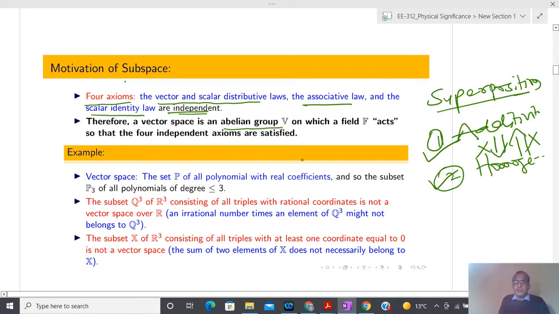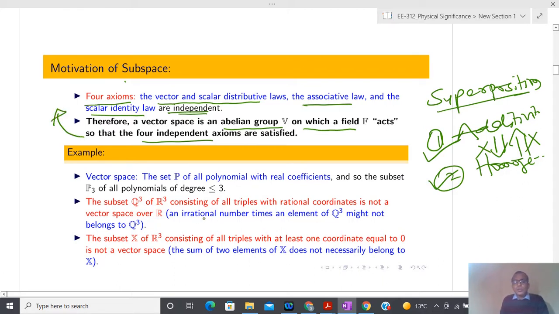We have already understood the meaning of abelian group. Whenever we are talking about a group, I have some way to do one binary operation, and I have to check the 5 axioms that are going to be satisfied. Now, on which field it acts, so that the 4 independent axioms are satisfied. In that way also I can define the vector space.